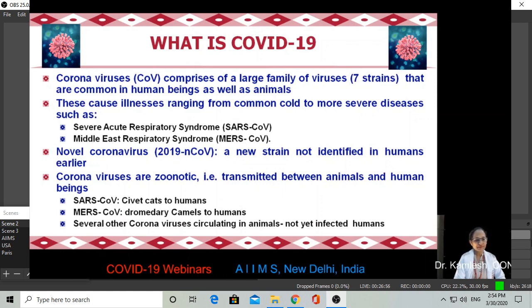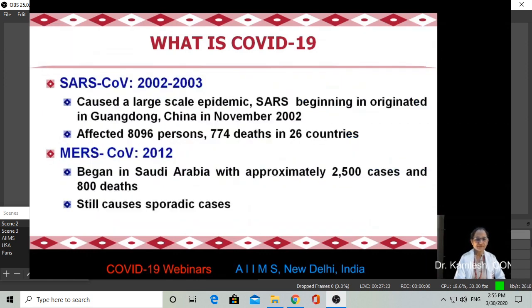Coronaviruses are zoonotic, that is, they can be transmitted between animals and human beings. These might include SARS coronavirus, which is transmitted from the civet cats to the humans, Middle East respiratory syndrome, MERS coronavirus, which is transmitted from the camels to the human beings, and several other coronaviruses circulating in animals, but which have not yet infected humans.